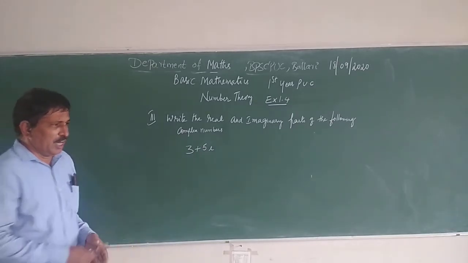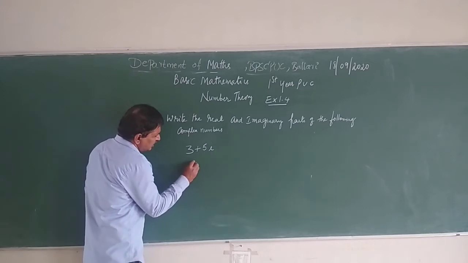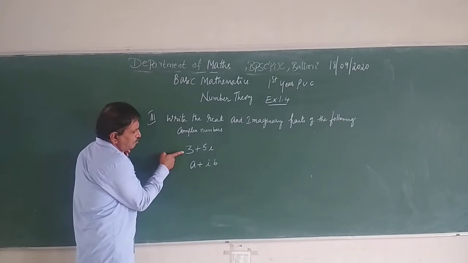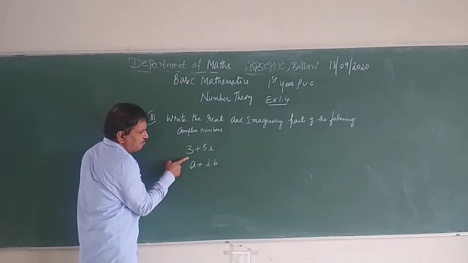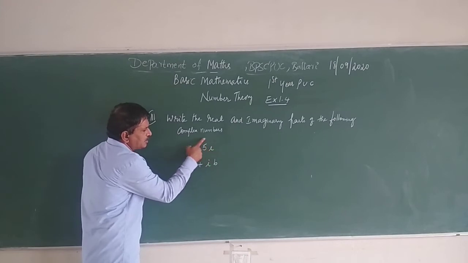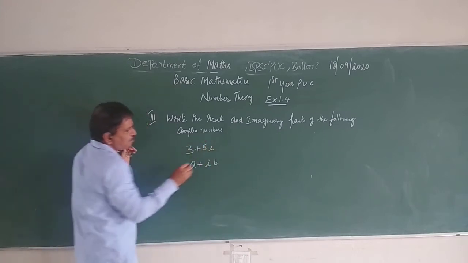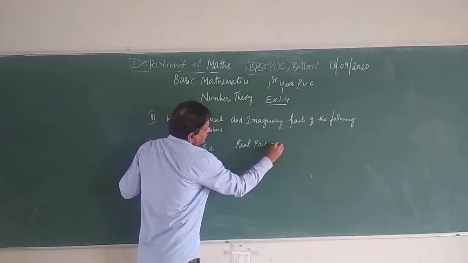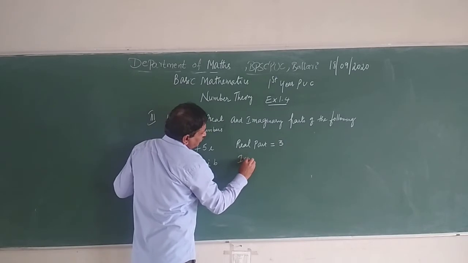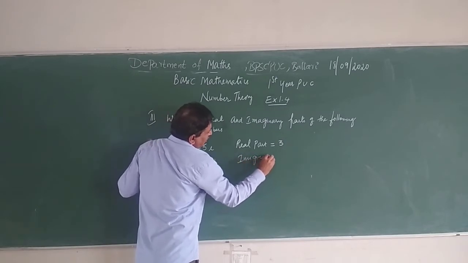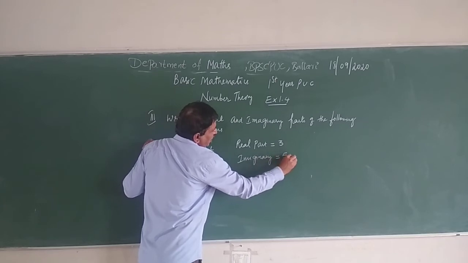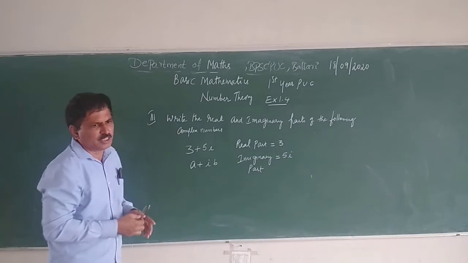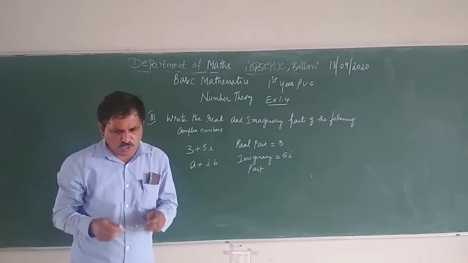So it is very simple. We know that this is in the form a plus ib. So this is already in that form, hence 3 is the real part and 5i is the imaginary part. So the real part is 3 and the imaginary part is 5i. So that's all. This will be a 1 mark question only.